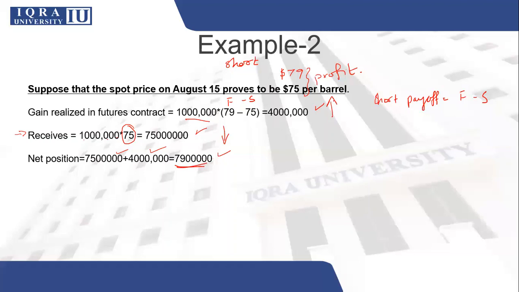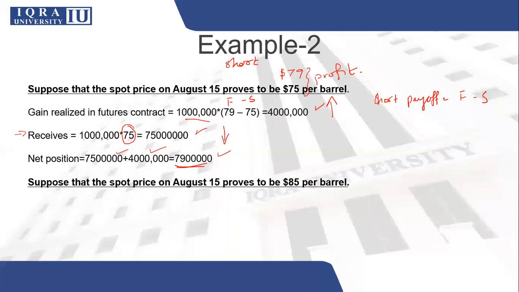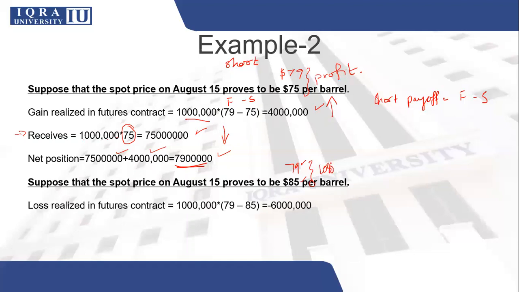Now assume that the spot price on August 15 proves to be 85 per barrel. Again, your price is set at 79. So think again. Your contract says that you can sell it for 79, whereas everybody else is going to be selling it for 85. So in this case, you have made a loss on your futures contract of -6, and you have received 1 million times 85.